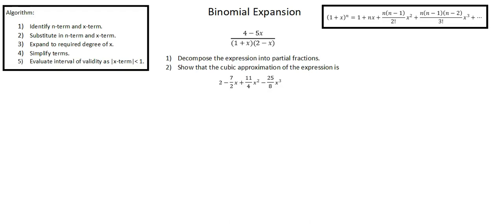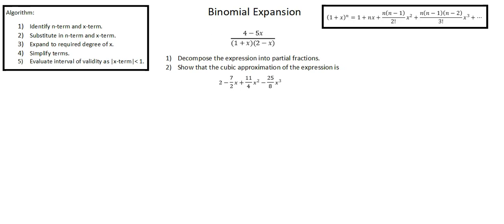Our topic is binomial expansion. This is example 4. Our expression reads (4 minus 5x) over (1 plus x) times (2 minus x). Our requirements are: decompose the expression into partial fractions, and show that the cubic approximation of the expression is 2 minus 7/2 x plus 11/4 x squared minus 25/8 x cubed.